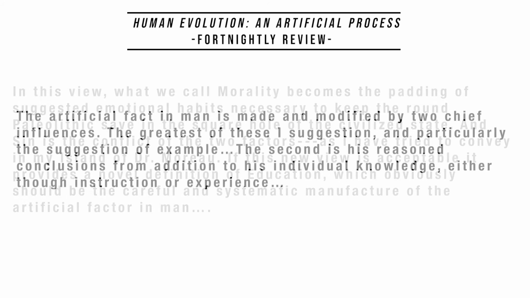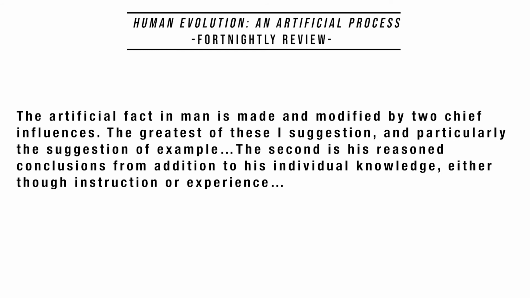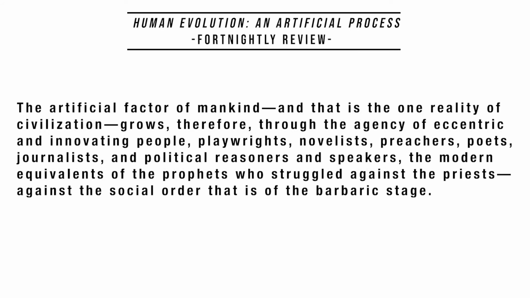The artificial factor in man is made and modified by two chief influences. The greatest of these is suggestion, and particularly the suggestion of example. The second is his reasoned conclusions from addition to his individual knowledge, either through instruction or experience. The artificial factor of mankind, and that is the one reality of civilization, grows, therefore, through the agency of eccentric and innovating people, playwrights, novelists, preachers, poets, journalists, and political reasoners and speakers, the modern equivalent of the prophets who struggled against the priests, against the social order that is of the barbaric stage.